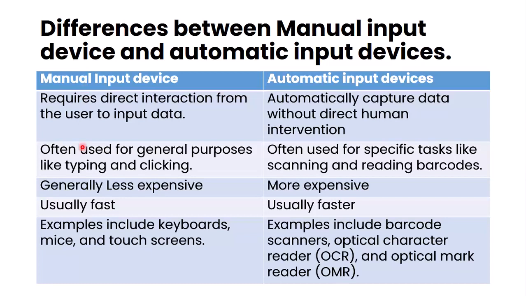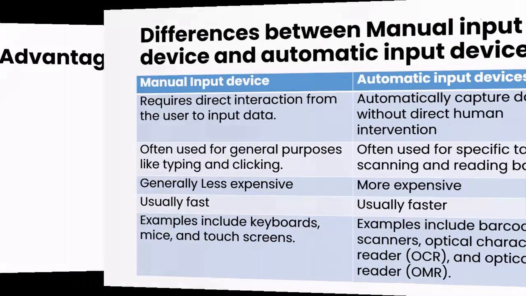Look at the manual ones. They're usually fast. But the automatic ones are usually faster. For examples here, we have the keyboard, the mice, and the touch screen under the manual input devices. Then you have the optical card reader, the barcode scanner, the optical mark reader, and you can have the fingerprint scanner too. So these are some of the differences between the manual input devices and automatic input devices.